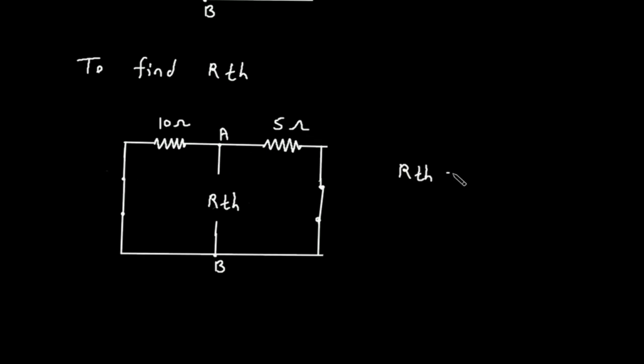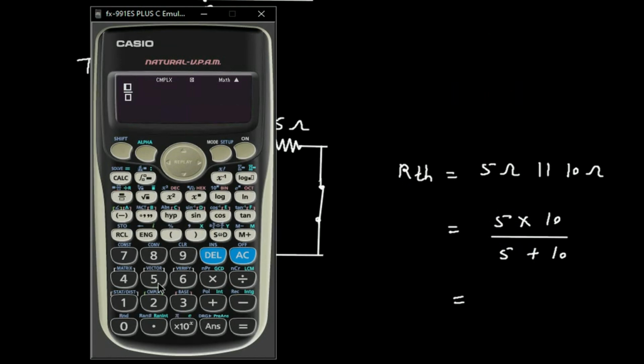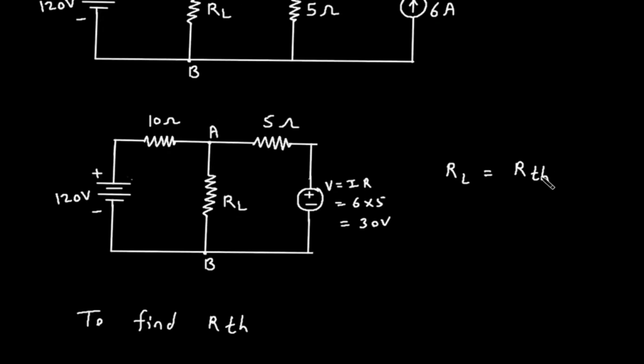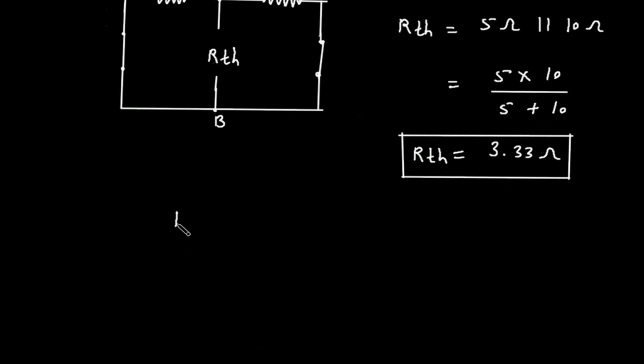Now RTH is equal to 5 ohm parallel with 10 ohm. So this will be 5 into 10 divided by 5 plus 10. So it is 3.33. 3.33 ohm is the value for RTH. Then RL should be equal to RTH for maximum power transfer. So RL is equal to RTH is equal to 3.33 ohm.